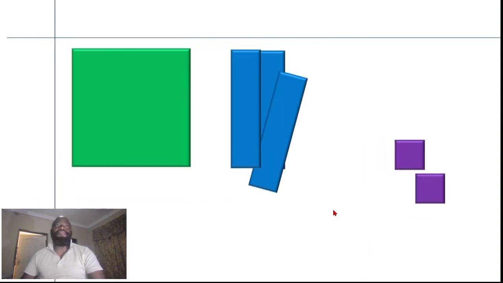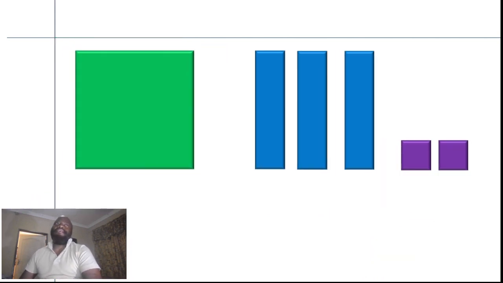Okay, so now let's see an example of how to do these things. When we have this situation here, this tells us we have 1 x squared, 3 x's, and 2 units. So this is x squared plus 3x plus 2. So this represents this expression.